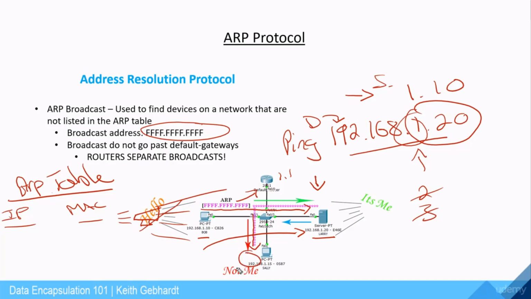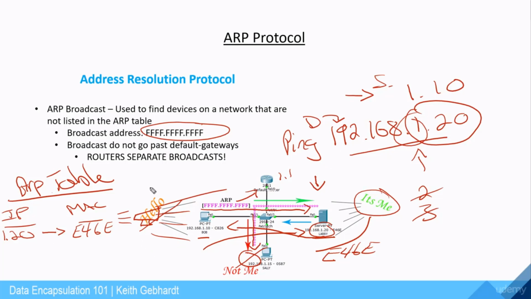Sally's going to get it and simply say, this is not for me. I am 1.15. Well, Larry's going to get it and say, yes, I am 1.20. It's me. But you need something else. I need you to have my MAC address, which is E46E. So Larry's going to send his MAC address back to Bob. Now, Bob's going to take that 1.20 IP address and associate it to his E46E MAC address.